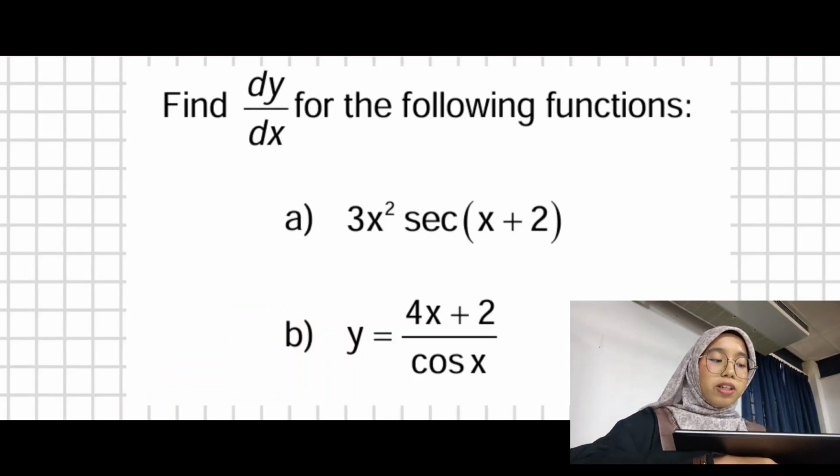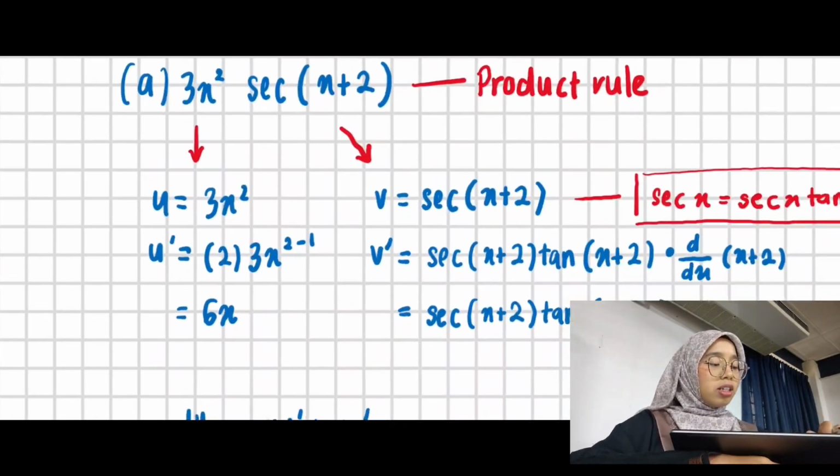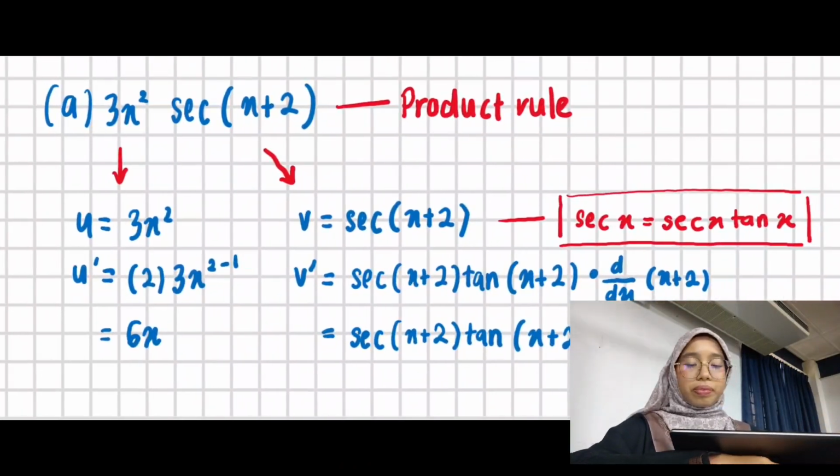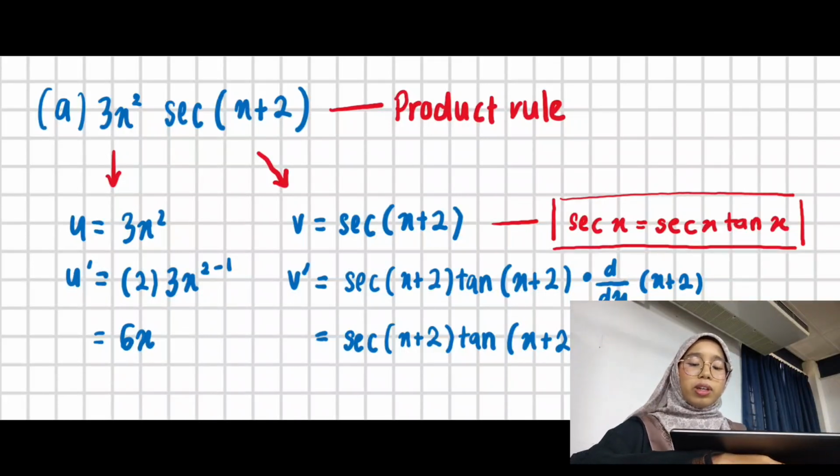Find dy/dx for the following functions: a, 3x squared secant of (x plus 2); b, y equals (4x plus 2) divided by cos x. So for the first question, a, this is a product rule, so we apply it. So you can get u, v, u prime and v prime. So u is 3x squared, while v is secant of (x plus 2).